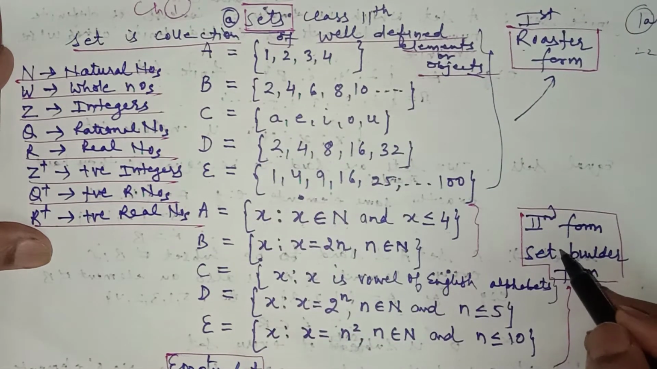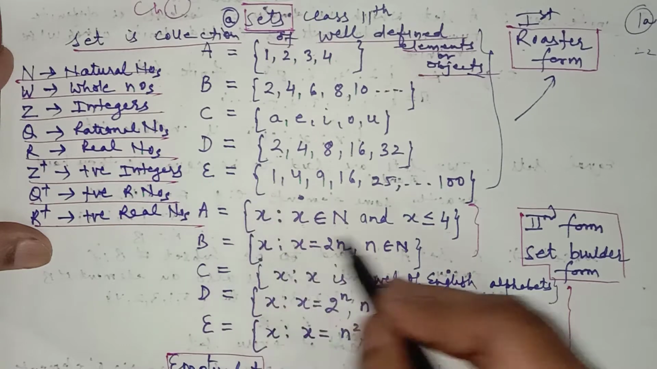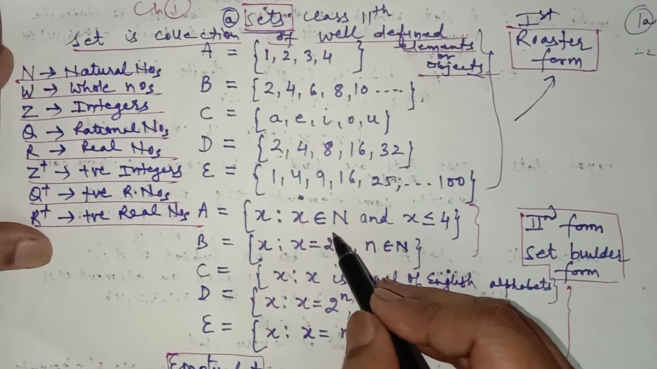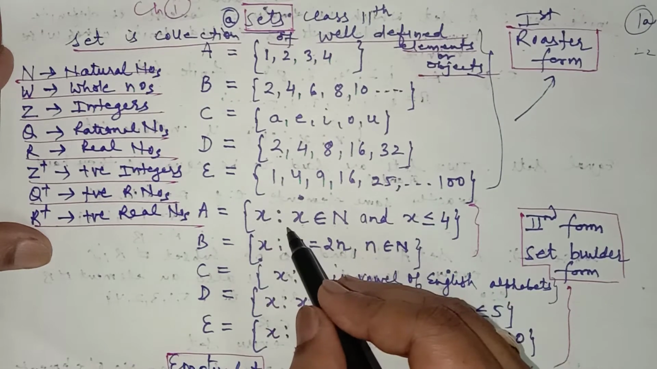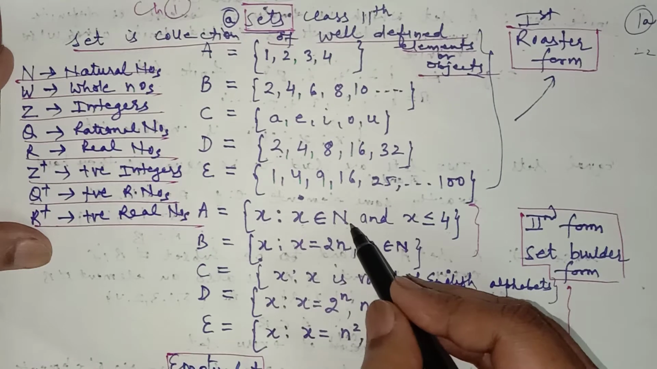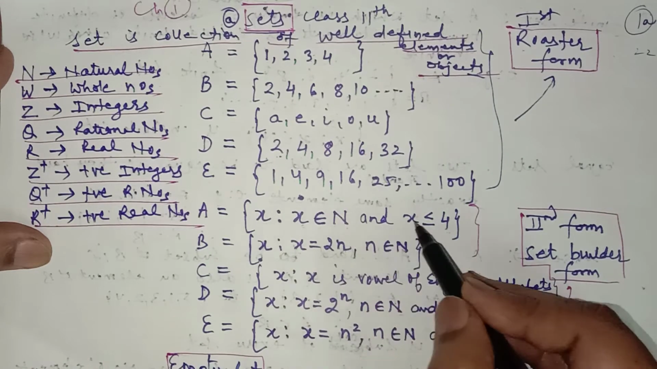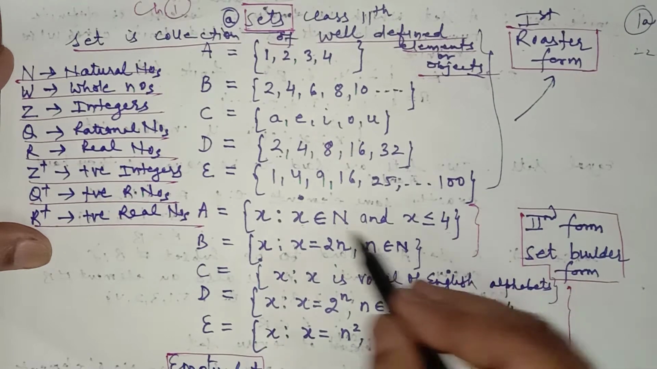And in the set builder form, you have to represent the set by a capital alphabet and curly brackets, but inside the curly brackets you have to write a statement like this: x such that, this is the sign for such that, x, this is the sign for belongs to, capital N means natural numbers, and x less than or equal to 4. You have to represent a set like this.